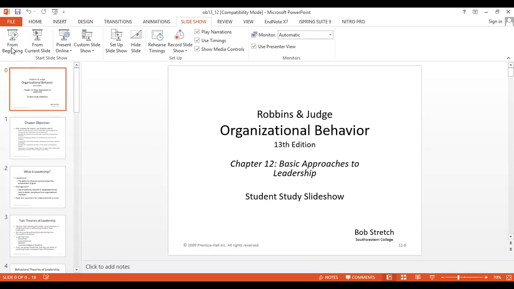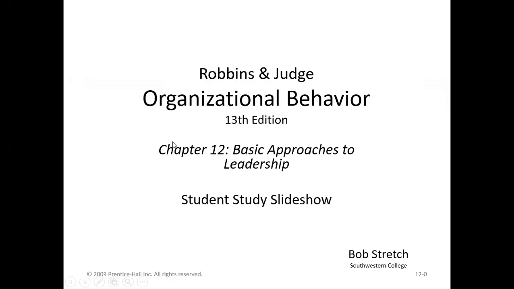Bismillahirrahmanirrahim. This is one of the important chapters related to the course of organizational behavior. The chapter name is Basic Approaches to Leadership.